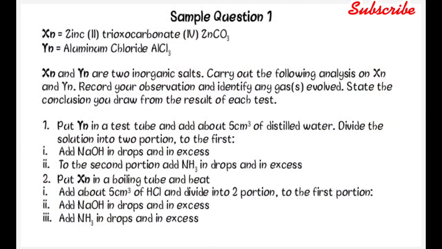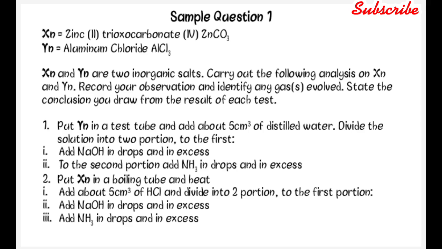Thank you. So here is a prediction of how the question will look like. Xn is zinc 2-triazocarbonate 4, Yn is aluminum chloride. So they might be in a separate container and they will ask you to carry out the further analysis. Xn and Yn are two inorganic salts. Carry out the following analysis on Xn and Yn, record the observation, and identify any gas involved. State the conclusion you draw from the result of each test.